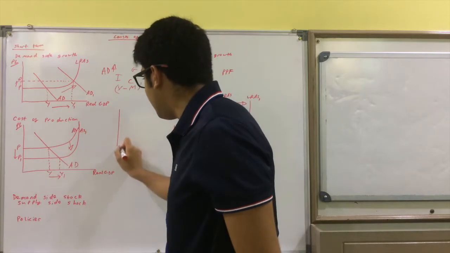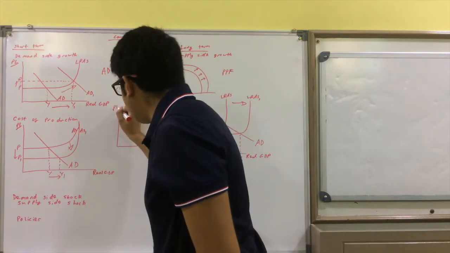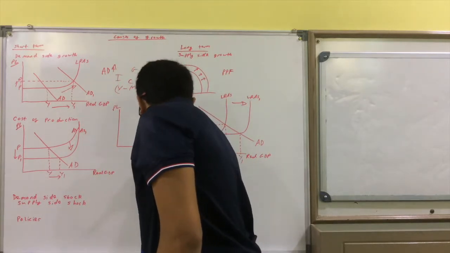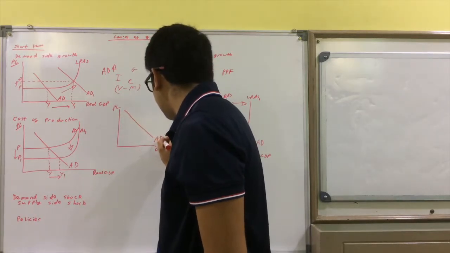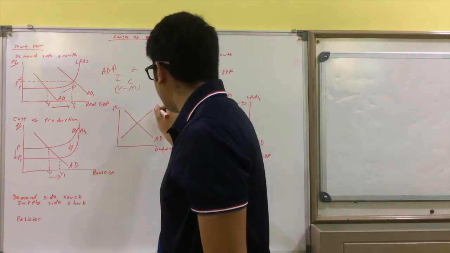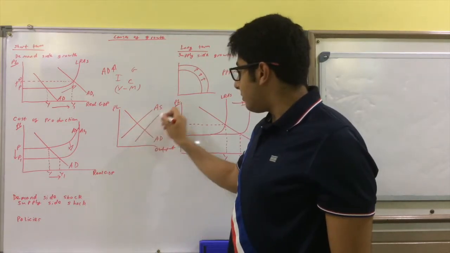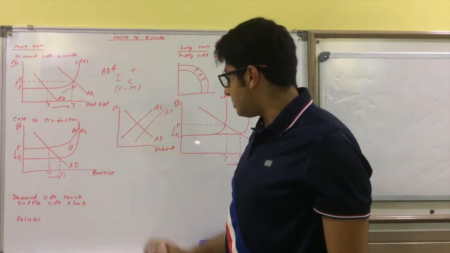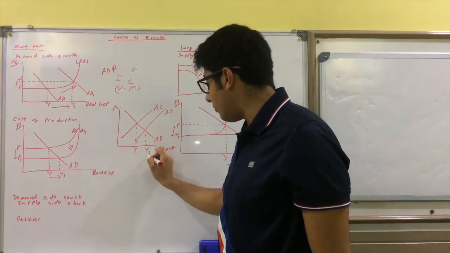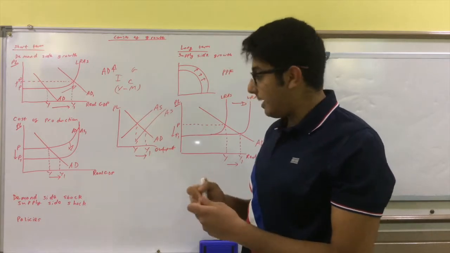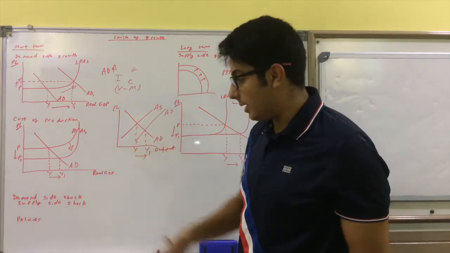Right? If you want to draw it neoclassical, we have the price level, we have output, we have aggregate demand, and we have aggregate supply. It shifts to the right because there's a decrease in the cost of production, so output goes from Y to Y1. Okay? It depends on your preference, neoclassical or Keynesian.